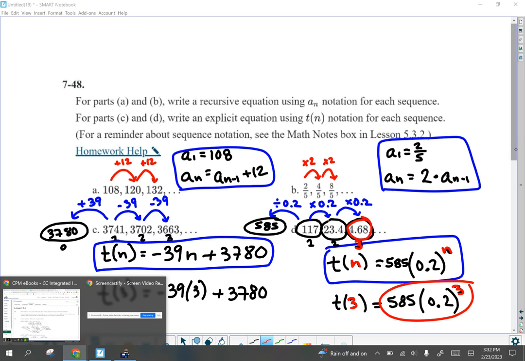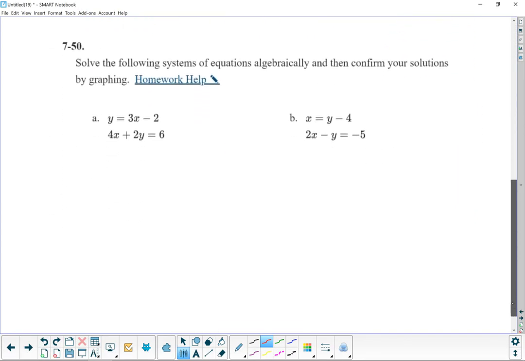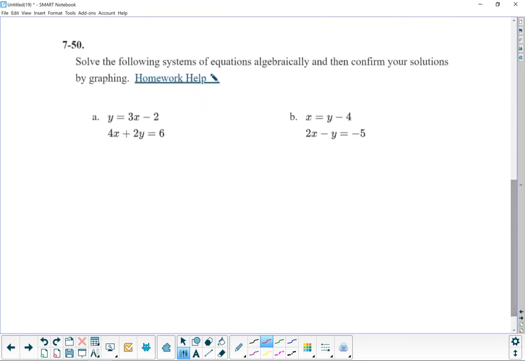Alrighty. I think that's the last one. Let me see. Oh, no, one more. About ready to shut you guys down. Solve the following systems of equations algebraically and then confirm your solutions graphically. We're just going to go ahead and do this algebraically. All right. So this is going to be the substitution method.